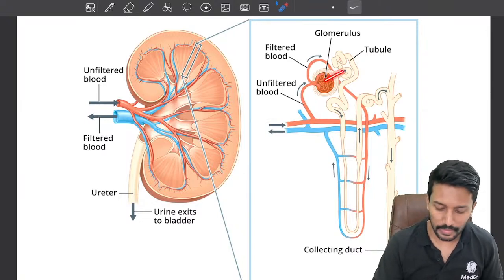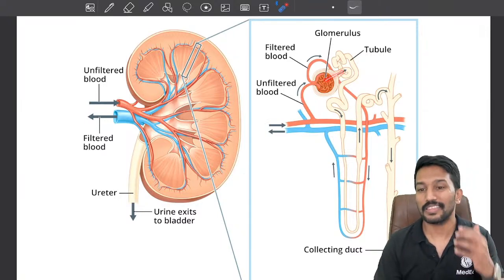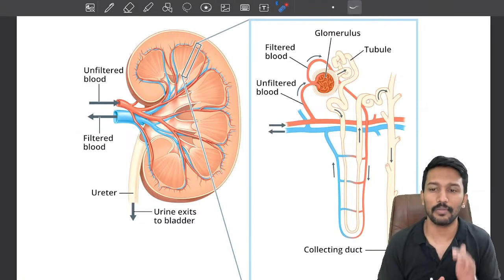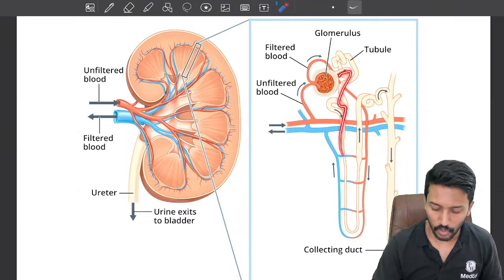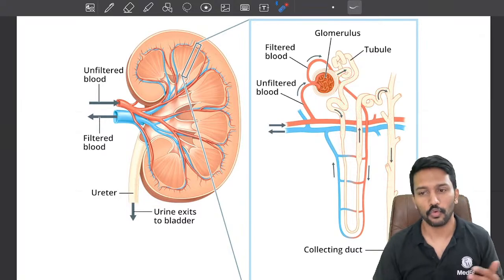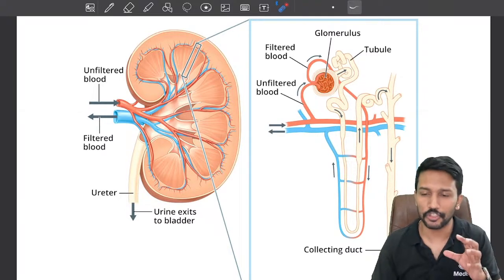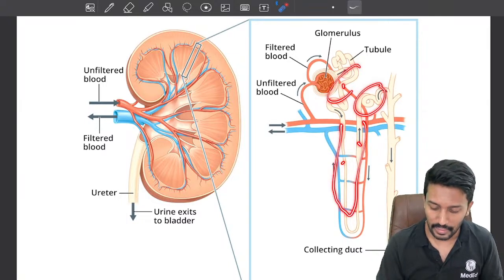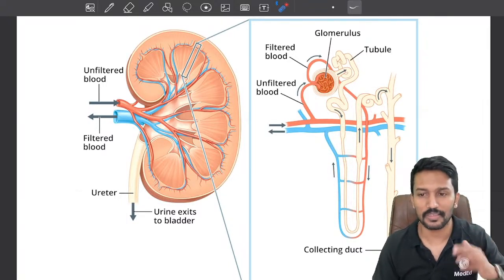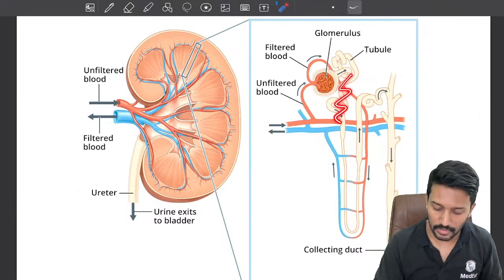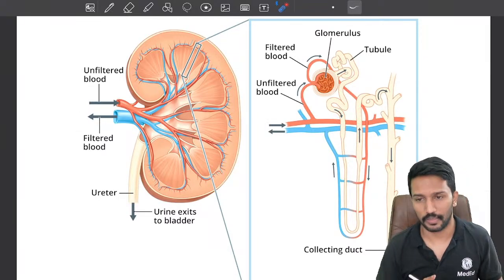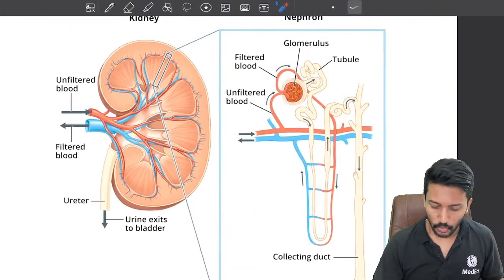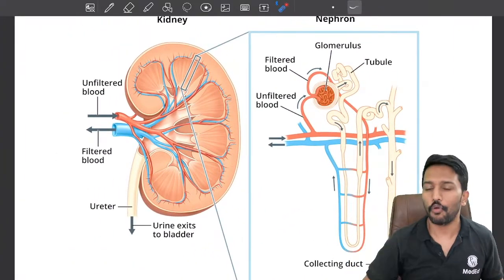Now once the filtration has happened, selectively the substances that the body needs will be reabsorbed at different locations, and the substances that the body does not need will not be reabsorbed, they will be excreted in urine. So reabsorption is the function of your renal tubules, your PCT, loop of Henle, and DCT, right? Their main function is reabsorption of the substances that the body needs. So if there is damage to these tubules, the reabsorption is affected. Clear?